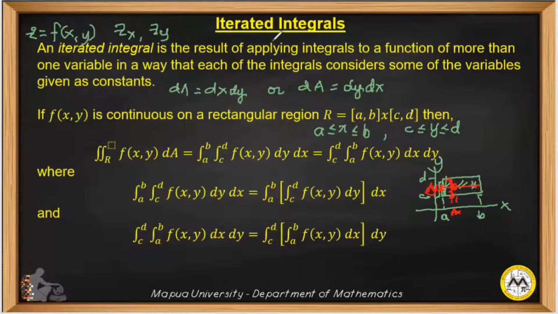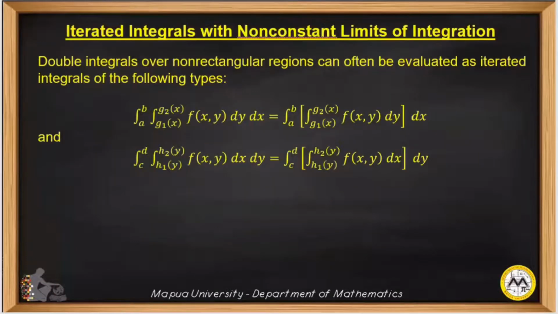On the other hand, if we have a non-rectangular region, then this will give us the double integral of f of xy if we have vertically simple, dy dx. y will go from g1 to g2, and g1 and g2 must be independent of y, and if it is independent of y, then g1 and g2 must be in terms of x.